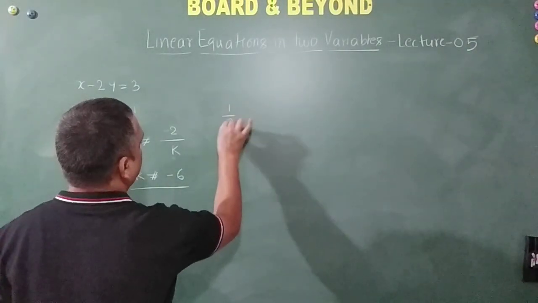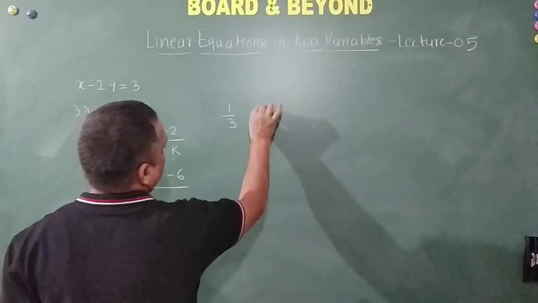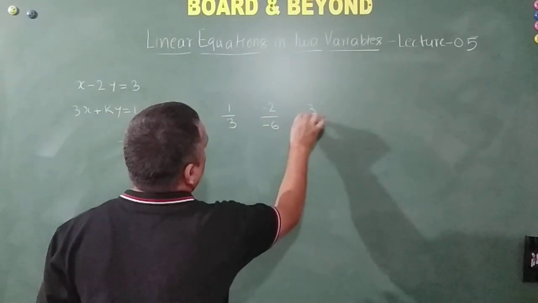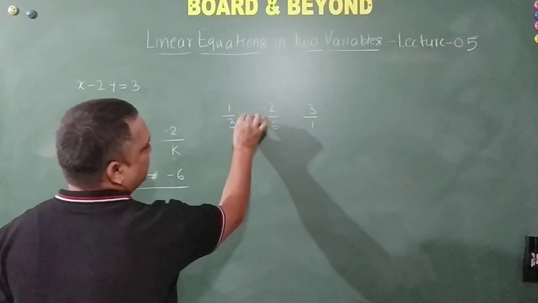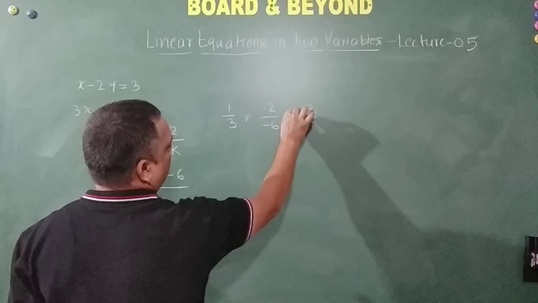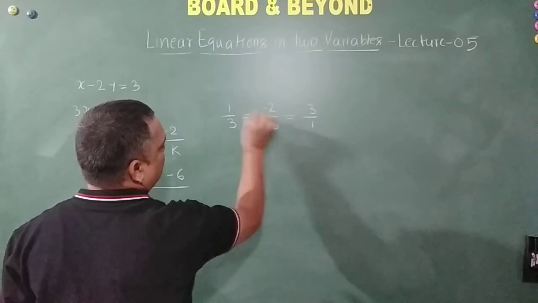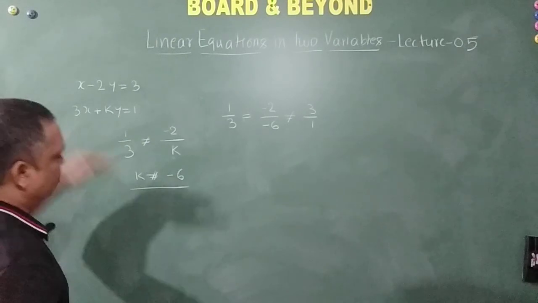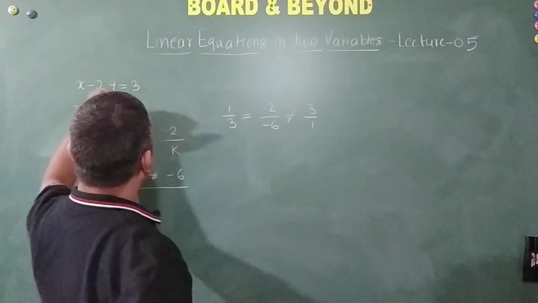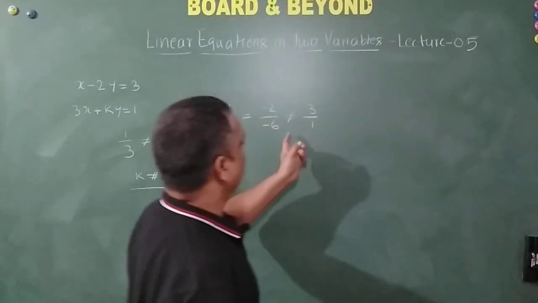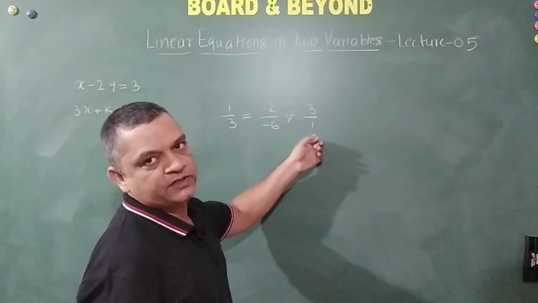1 by 3. Let's say k has become minus 6. So this becomes minus 2 by minus 6 and this becomes 3 by 1. So what happens? These two become equal, but this is not equal, right? So the moment k becomes minus 6, these two systems of linear equations will have no roots at all. You getting my point? Because it is not equal to c1 by c2. Okay.